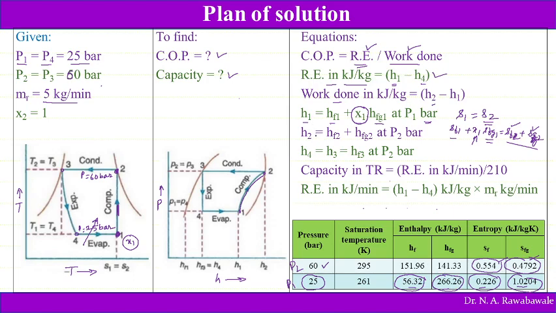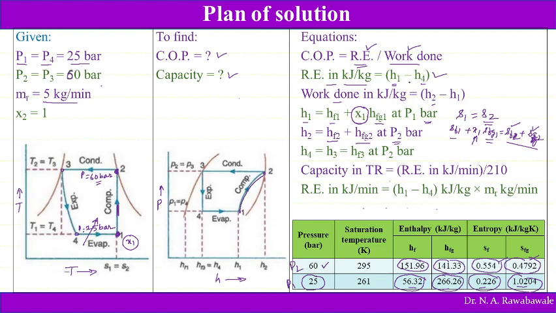Now we have to find out H2. To find H2 directly, we can take HF2 and HFG2 at pressure P2. Pressure P2 is 60 bar. At pressure P2, HF2 and HFG2 are given in this property table. So these values can be substituted, and now H2 is known.